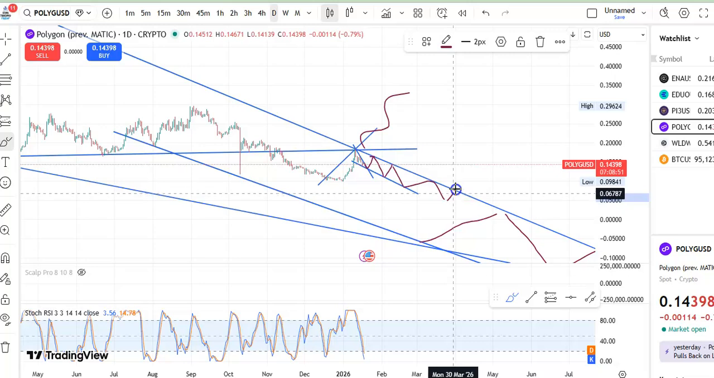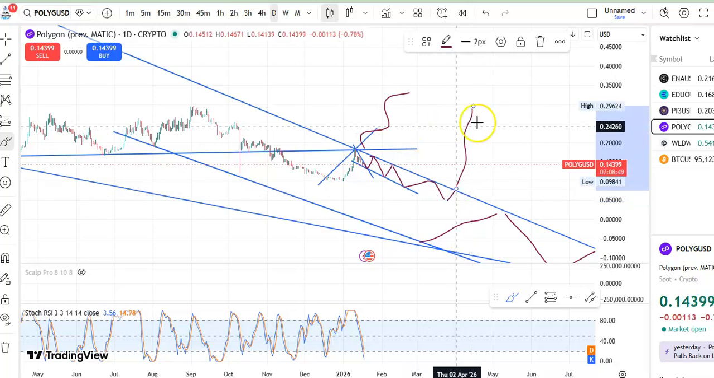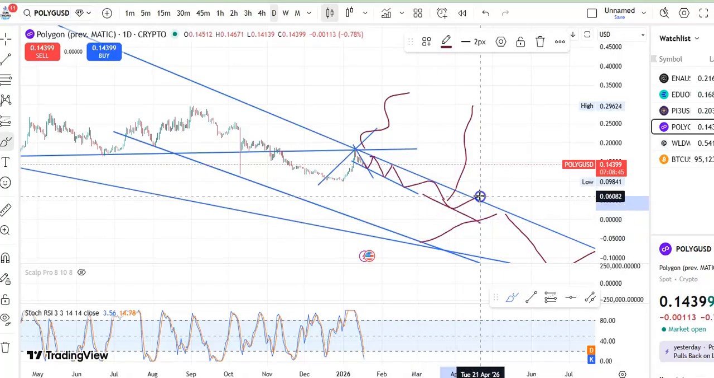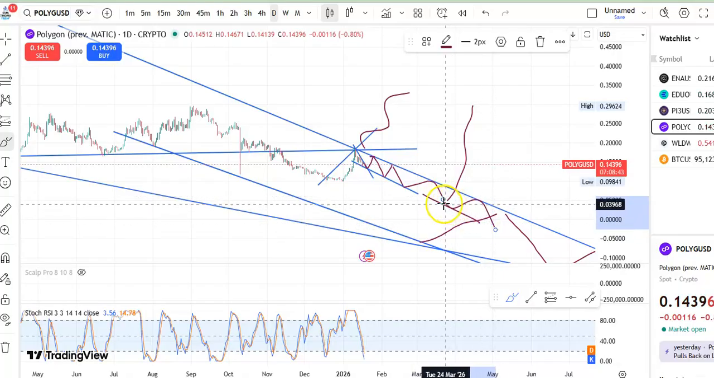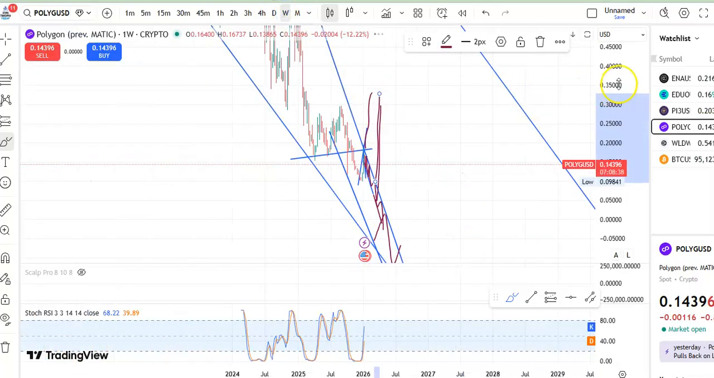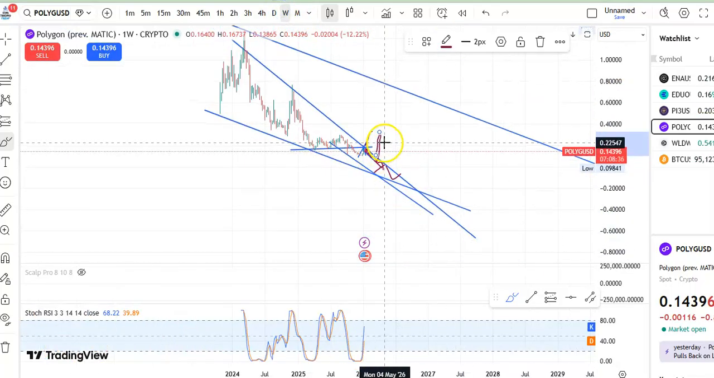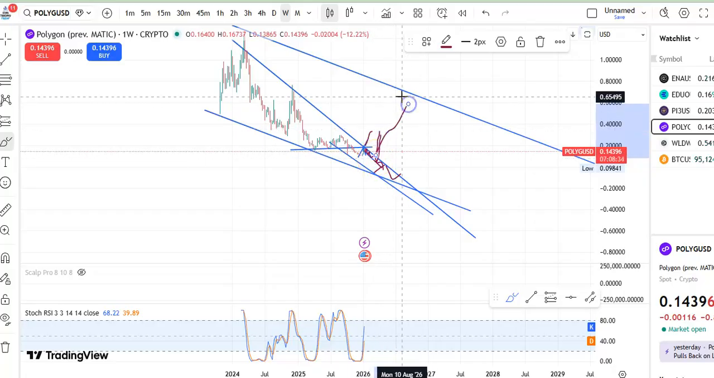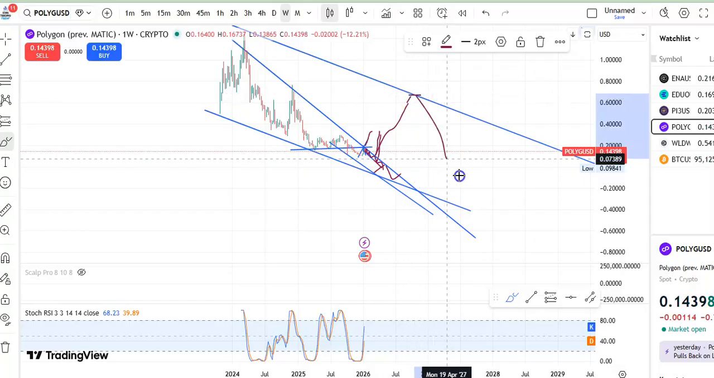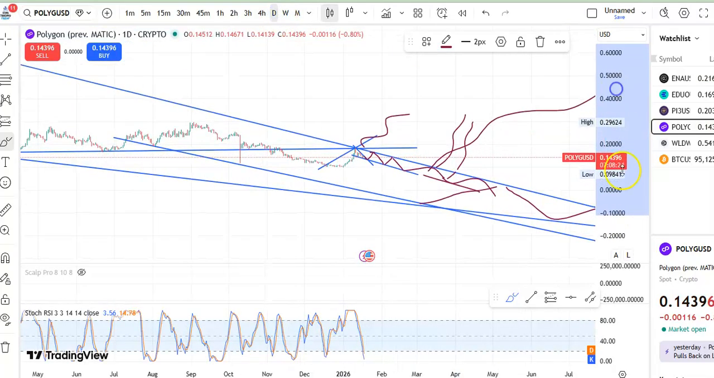If a breakout happens from here, it may start moving in an upward direction. Until then the candles may fall in this channel pattern, and after the breakout it may start moving upward. If you go to the weekly chart, if a breakout happens, then the candles may move to this resistance level, which is around 0.67011, and then a fall may take place. Currently you can see the downtrend has already started.